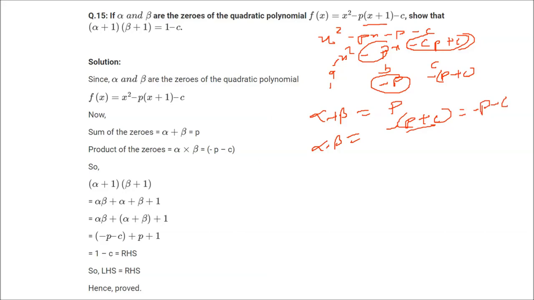Now let us come to this one. Alpha into beta plus alpha into 1, that is alpha. Then beta into 1 and then 1 into 1, that is 1. So this is alpha beta, this is alpha plus beta, and this is 1. In place of alpha into beta, put minus p minus c. In place of alpha plus beta, put p. And this is the result. This p gets cancelled, and this is 1 minus c. So this is the result.